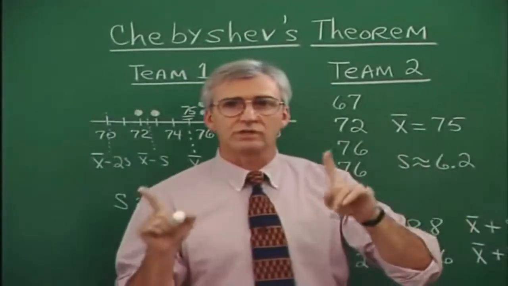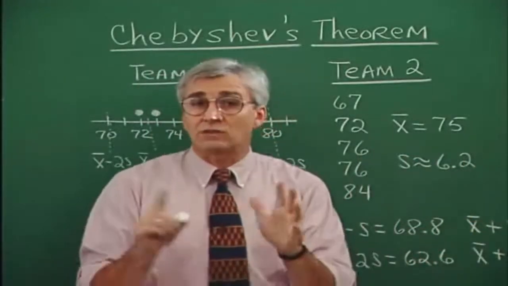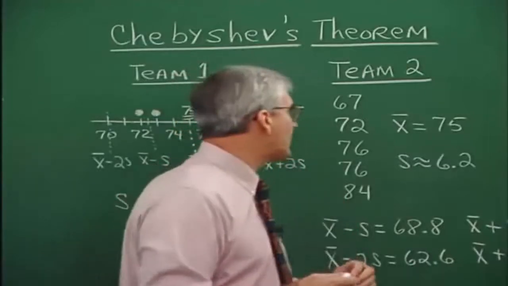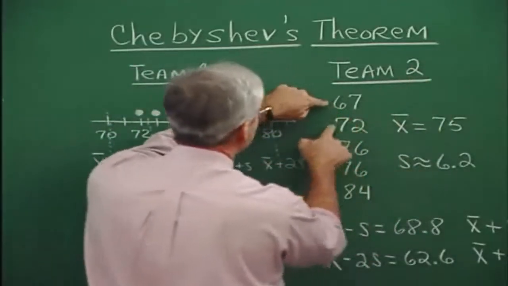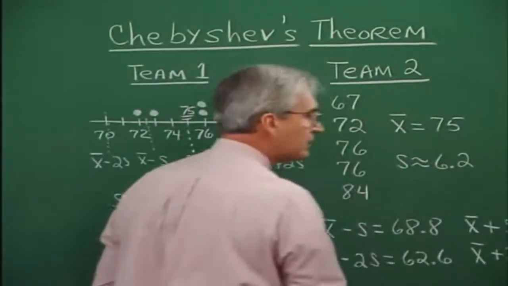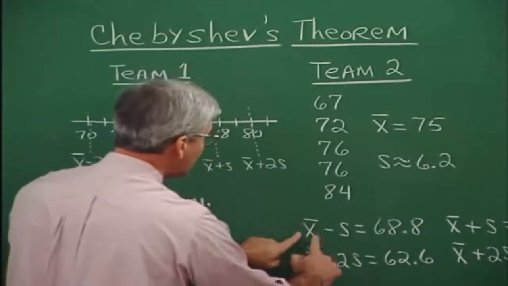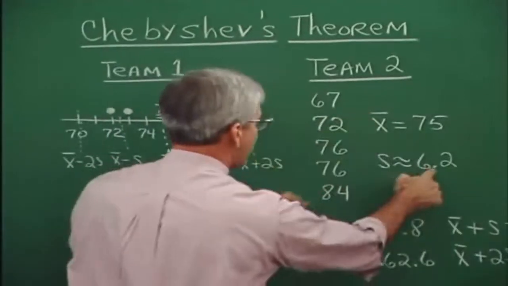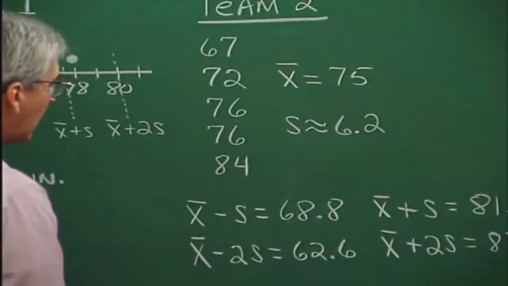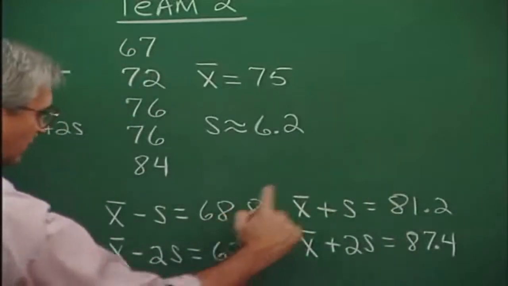All right, now the calculation for this can be made either algebraically or geometrically. This is a geometric approach. We're looking at a picture, you see. So that's one way to do the analysis. Another way is strictly algebraic. We could say, okay, for team 2 we had these data values. X bar was 75, S, the standard deviation, 6.2. And if we want to make our calculations, then x bar minus S, you see, 75 minus 6.2, 68.8. And x bar plus S, 81.2. So we have sort of a range of values here.